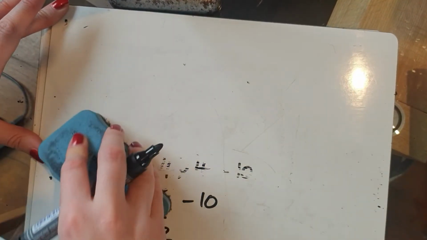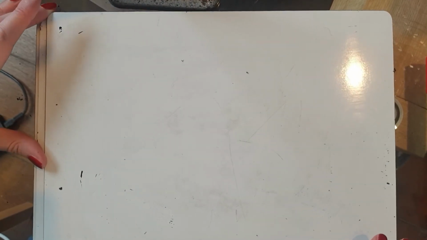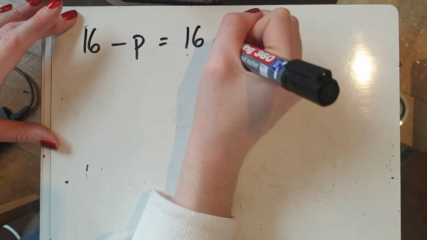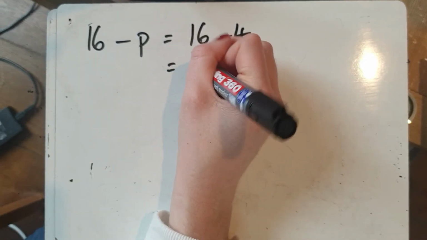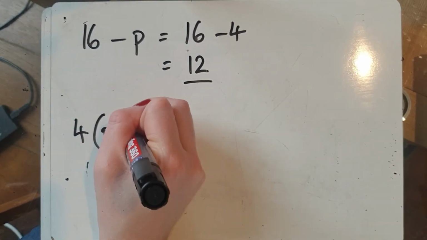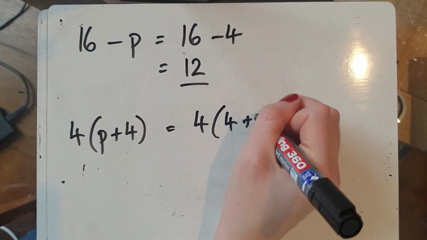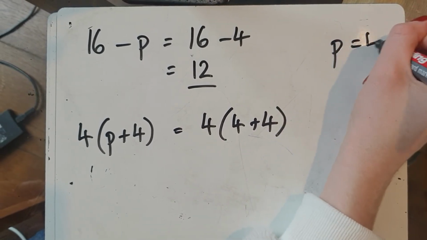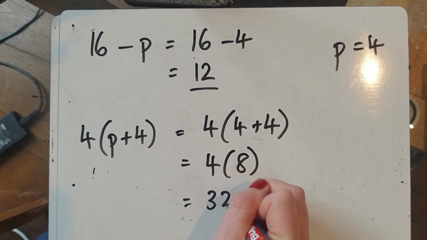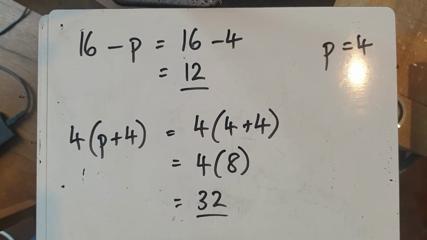Last two for question 1. (16 minus p) is 16 minus 4, which is 12. And 4 into p plus 4 is 4 multiplied by 4 plus 4. Remember, because p equals 4, which is 4 times 8, which is 32. So those are your answers for question 1.